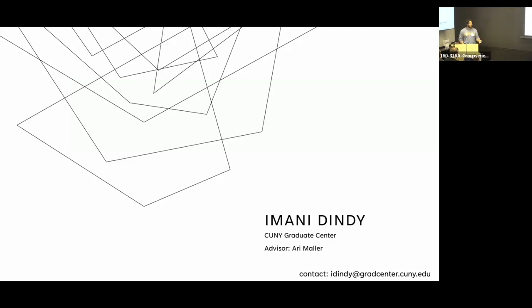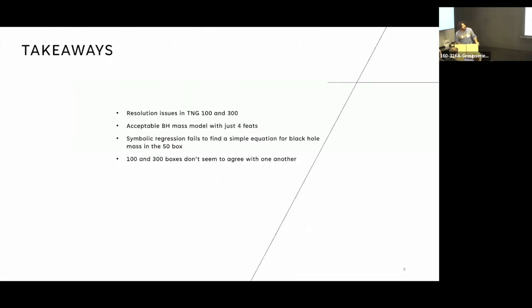I wanted there to be four major takeaways so far. Okay, it works. One, it looks like we found a resolution issue in the 100 and 300 boxes, which is pretty interesting. Two, we did find an acceptable black hole mass model using only four features from the galaxies themselves. Three, we also tried symbolic regression on all three boxes, but it failed majorly on the 50, which is weird. And then we also find that the 100 and 300 boxes don't really relate to one another, which is also kind of weird.